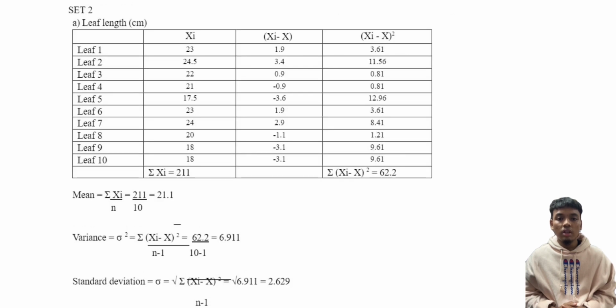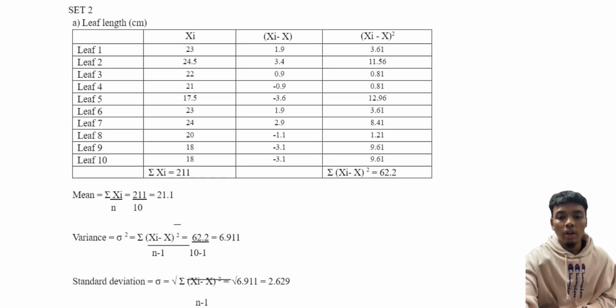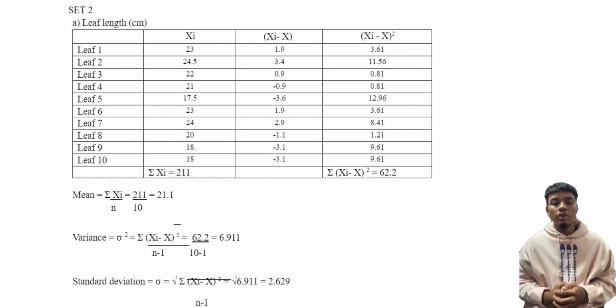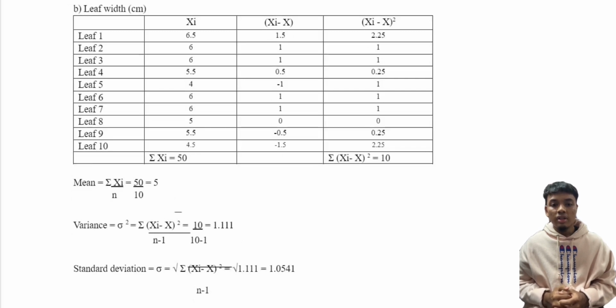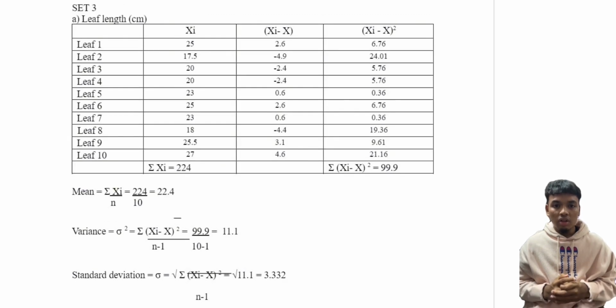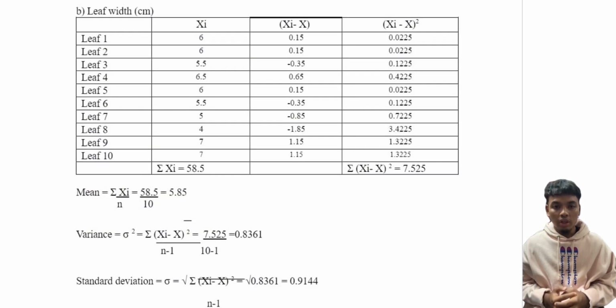For sets 2 and 3, this technique of computation will be used to determine the width and length of the leaf. In set 2, the mean and variance values for leaf length are 21.1 and 6.911, whereas the standard deviation value for leaf length in set 2 is 2.62. The mean and variance of the leaf width of set 2 are 5 and 1.111, respectively. And this is the outcome for set 3 leaf length and width.